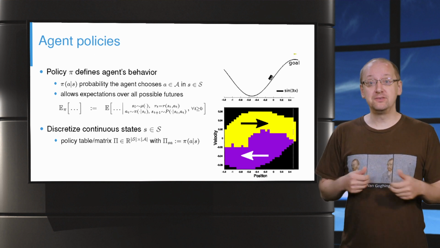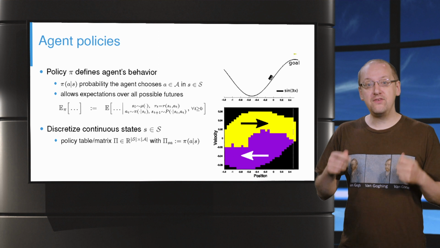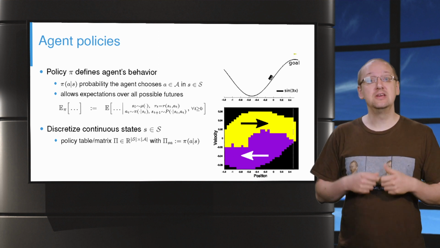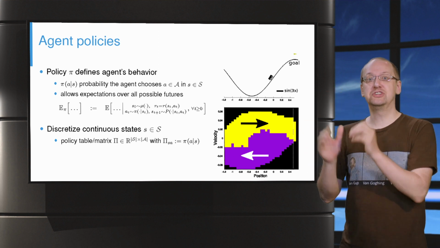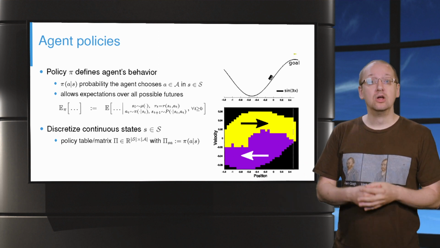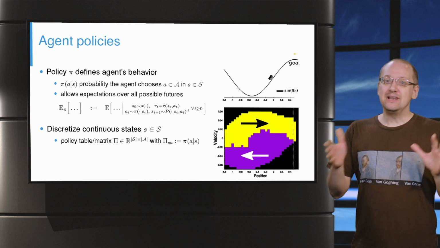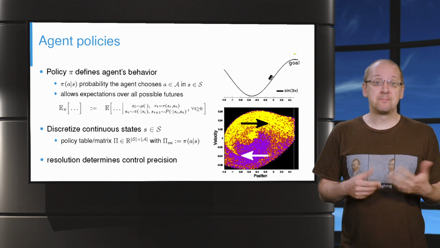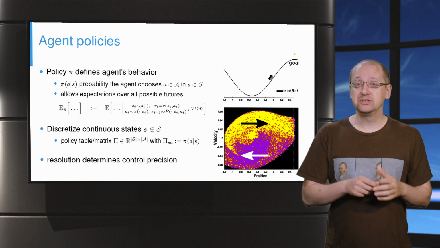However, it is hard to specify the policy this way, and we will instead discretize the state space into a fixed number of states. This allows us to define the policy in each state as a number of states times number of actions table. Here on the bottom right, we have an example where the agent moves to the right in all yellow states and to the left in all purple states. This comes, of course, at a price, as a finer discretization allows for finer control, but also takes longer to learn.